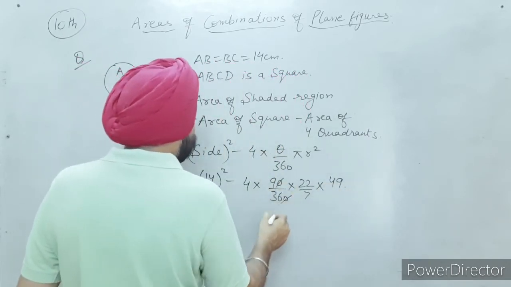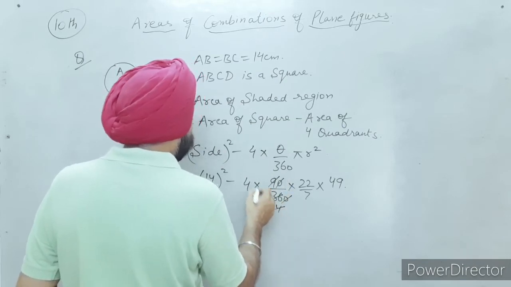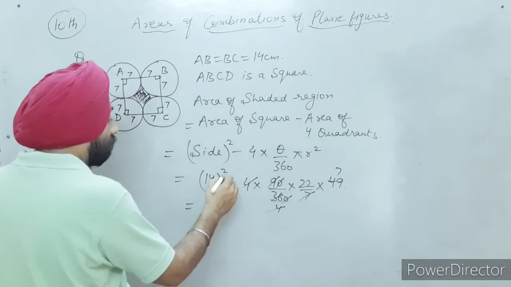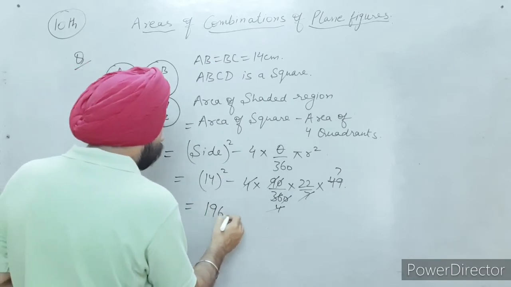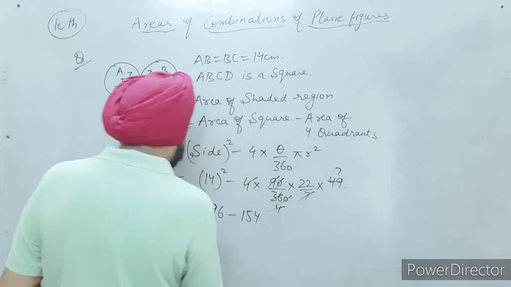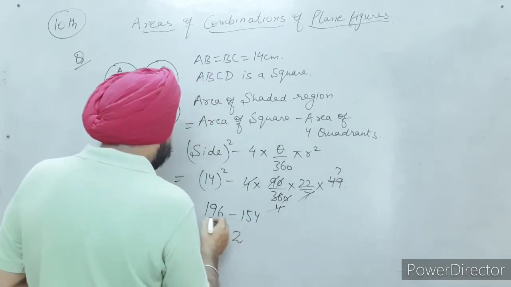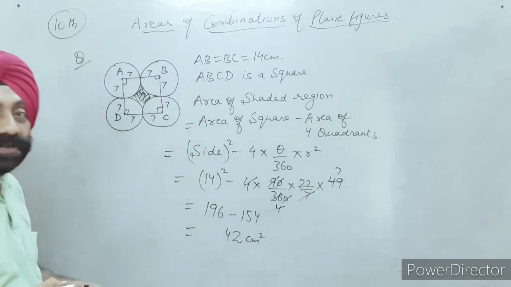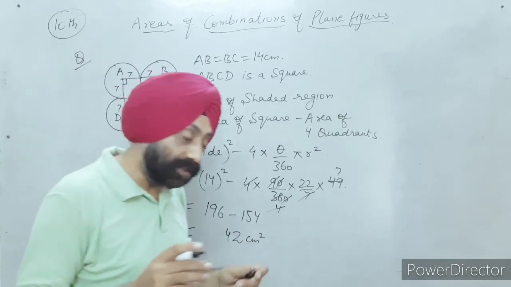This cancels out. This is 4. This 4 with 4 goes. It's 7, 7 are. Now 14 into 14 is 196 minus 2 into 7 into 7, it's 154. Just subtract it. I get 42 centimeter square is the area of the shaded region.